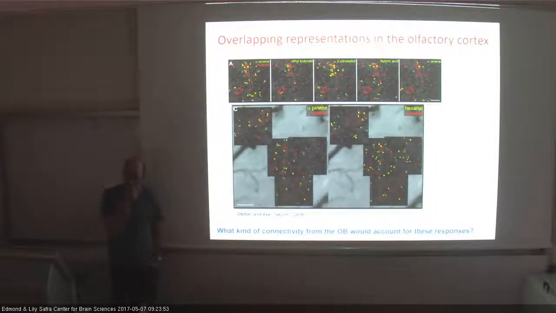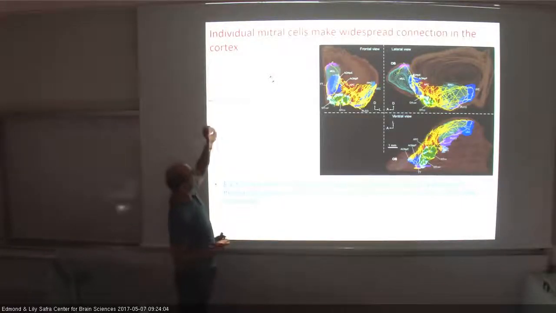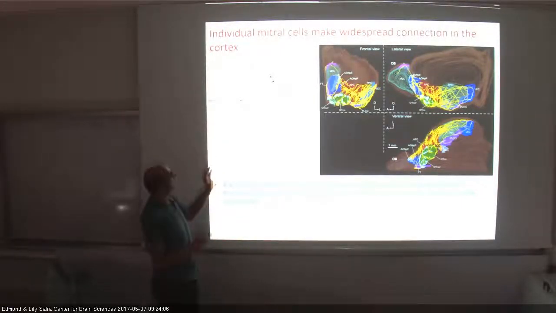I don't know. Would it be 1 to 1, or maybe a single mitral cell and many neurons? I don't know. Okay, so I'll give you some numbers. First of all, let's look at what happens when you label one mitral cell. This is an image of one mitral cell labeled, and you see here 3 different views.